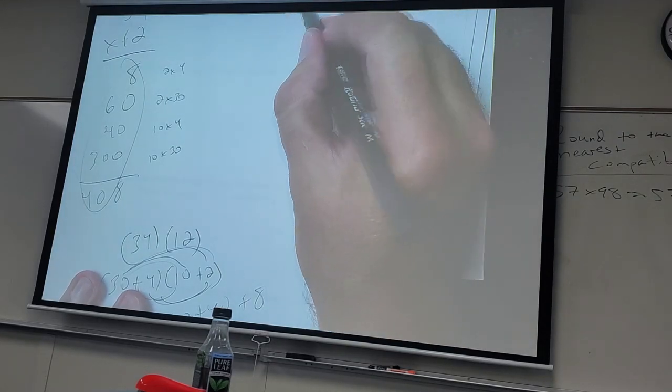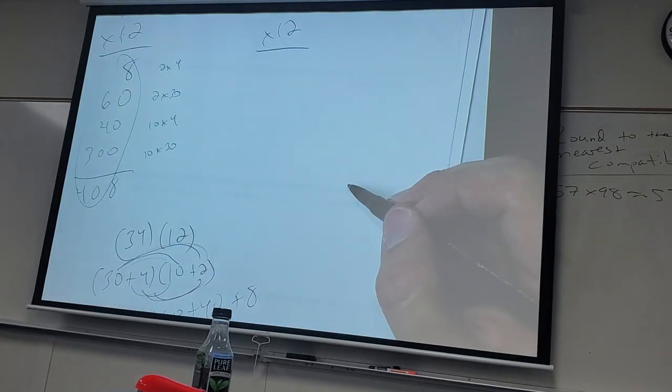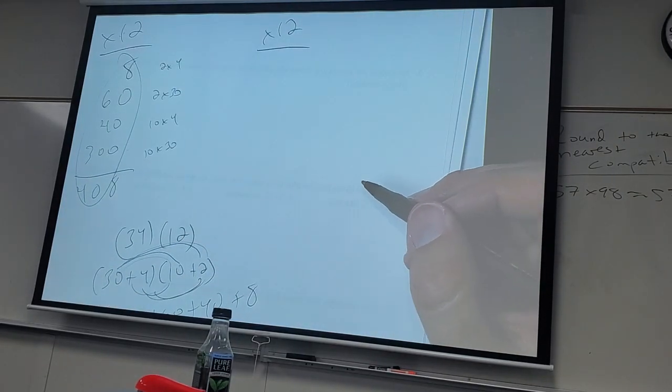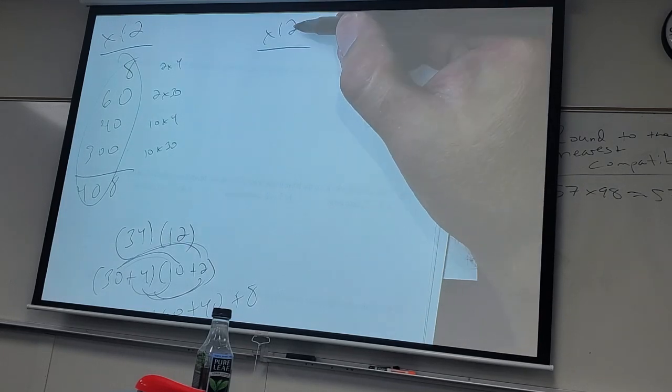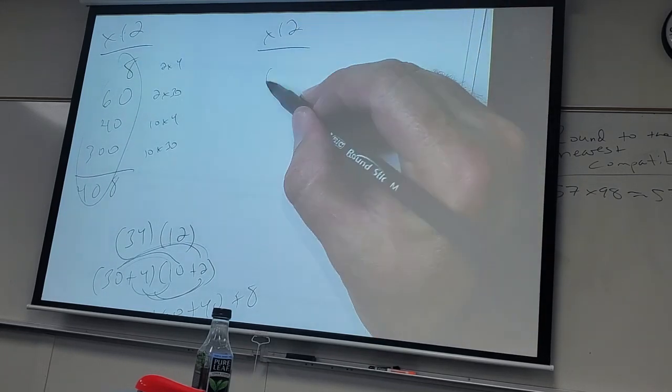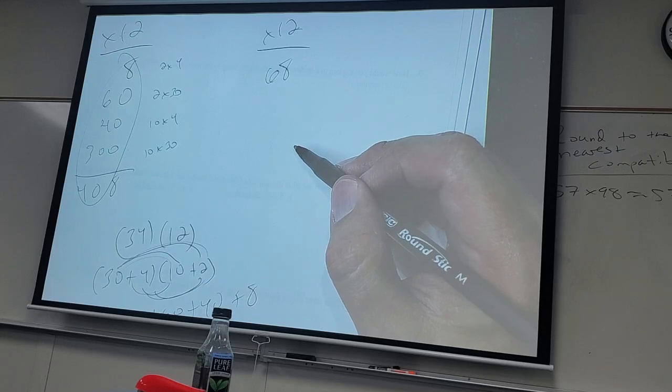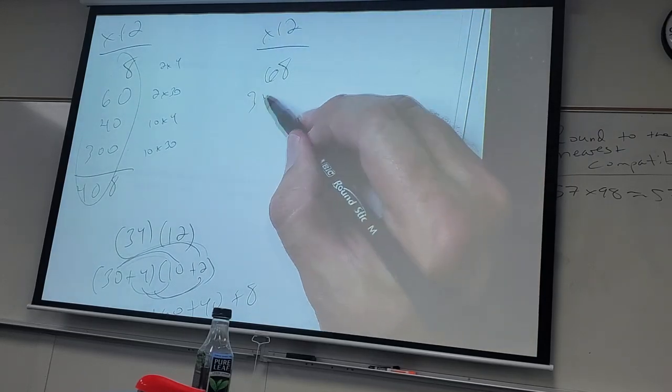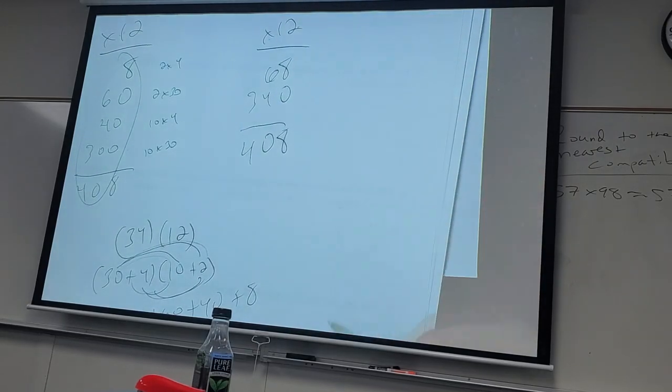Second step, we start to consolidate this a little bit. What makes sense to do here would be twice 34 is 68, and then 10 times 34 is 340, and then you add that together.